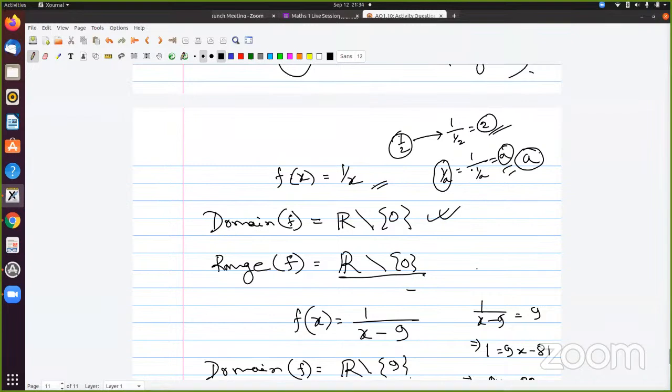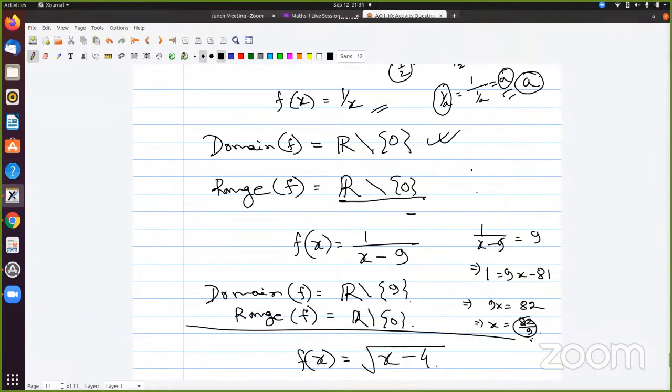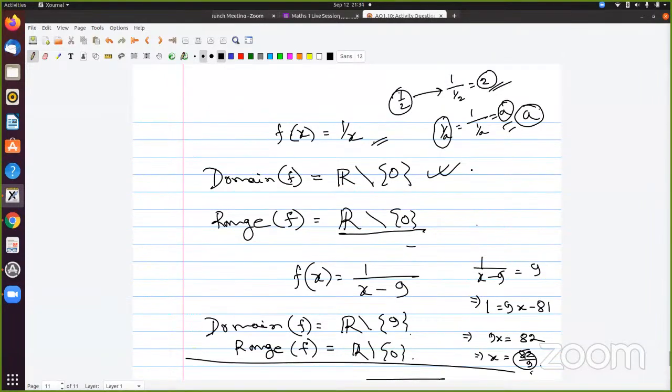Clear to everyone? Yes, sir. What if it says natural number? I am saying any real number, anything. A natural number is a part of the real numbers. It's a subset of the real numbers. So obviously it is there. Okay, sir, got it. Real number is a very big thing. Natural number is just a part of that.